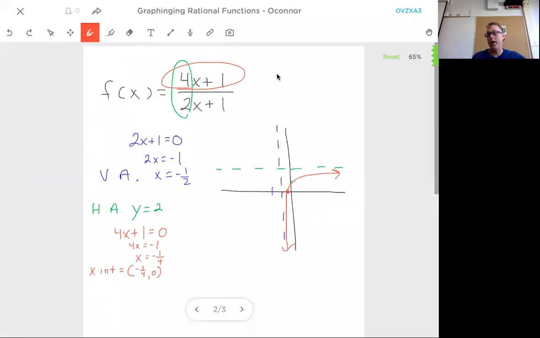You also could find the y-intercept too. And to find the y-intercept, you plug in a 0 for x. And so that actually comes out to be 1, which makes sense with our graph. We don't even really need that.